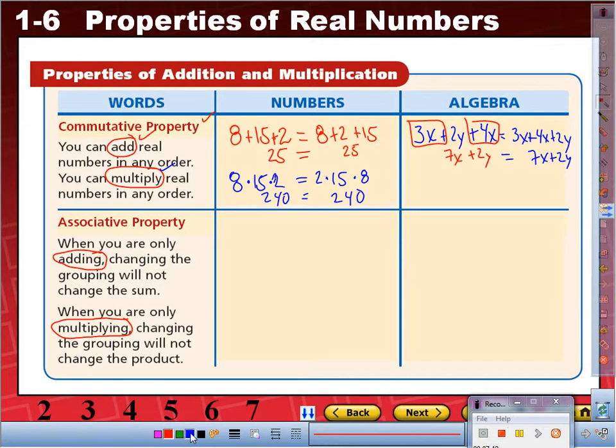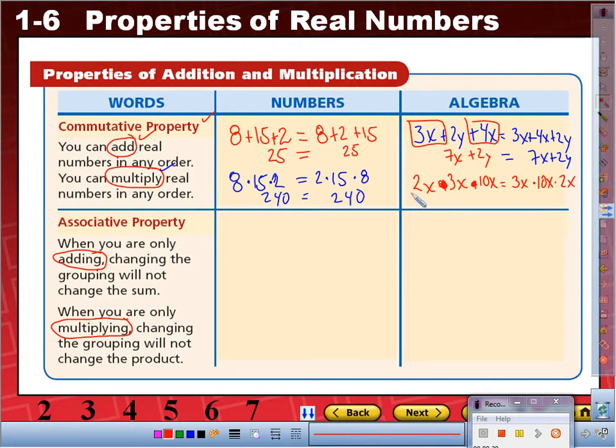Let's look at multiplication. And I'll do that in red. For multiplication, let's do 2x plus 3x plus 10x. I'm going to switch these around. What do you want me to write first? Okay, 3x times 10x times 2x. Oh, I put plus right here. My bad. It's times. Sorry.